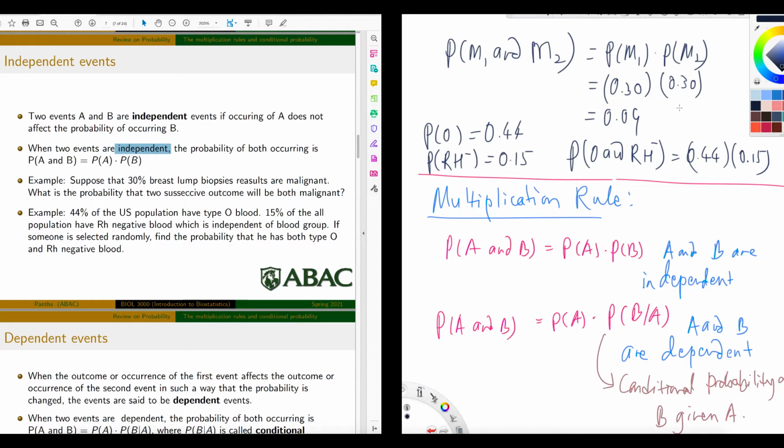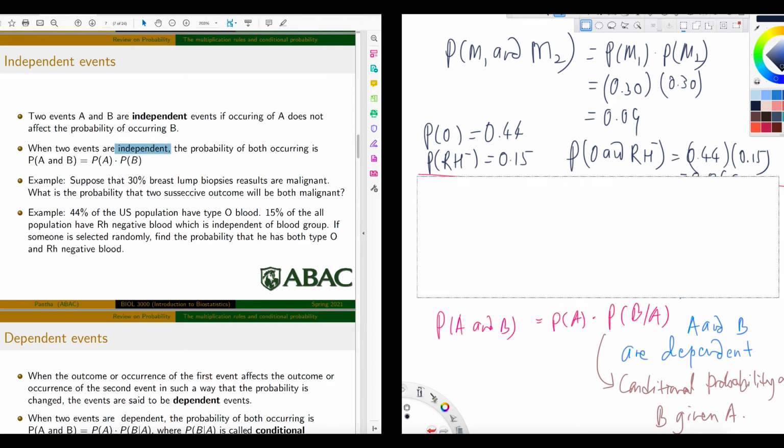Let me use the calculator for that. So when I use the calculator, I got 0.44 times 0.15 equals 0.066. That is 6.6% of the people have a type O and Rh negative blood type. Okay, guys, that's how we do it. That was the independent event case.